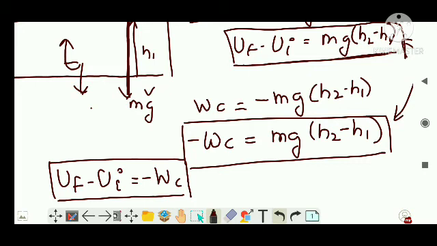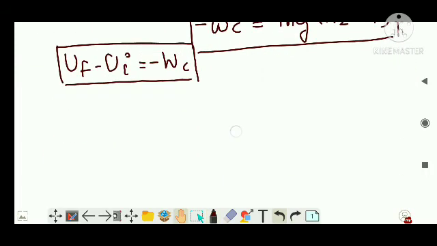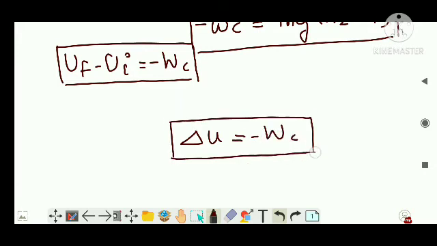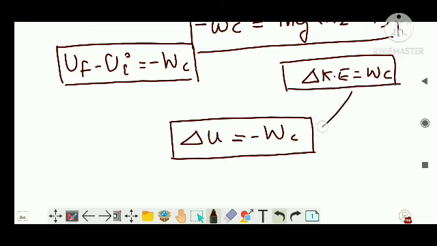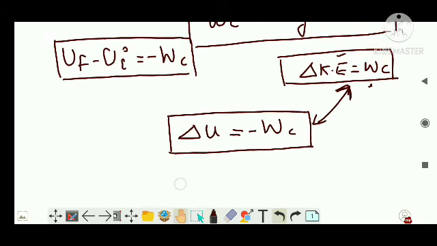Simple, right? Clear? Or you can just write, like in the previous section, delta U is equal to minus W_C. You remember delta KE is equal to W_C? Remember the work-energy theorem we discussed in the live class, right? Clear? Why did it become like this? It's common sense, guys.